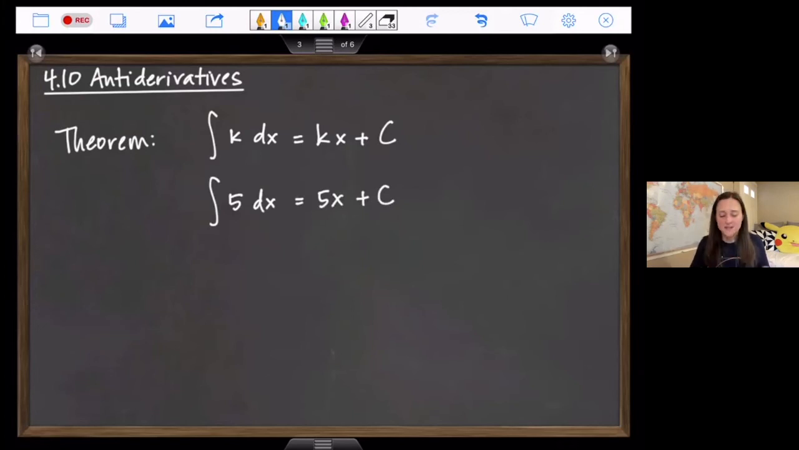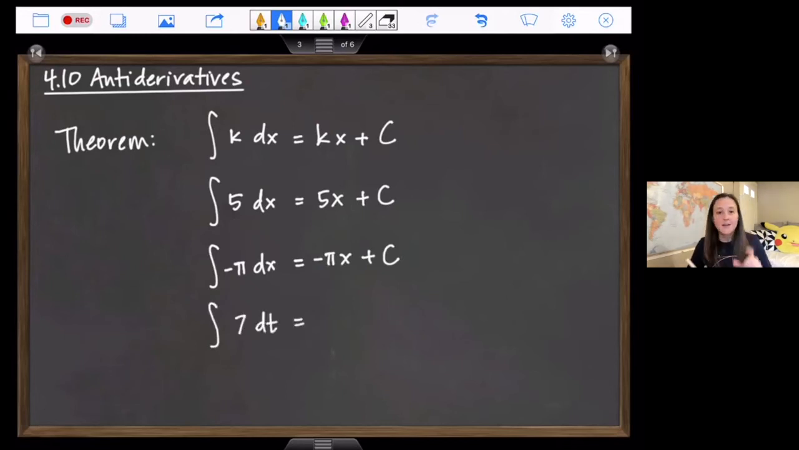And this could refer to any constant. So you could have negative pi dx, and you would just slap an x on that constant. So we'd have negative pi x plus c. These constant antiderivatives are the ones where you want to pay attention to that variable of integration. So you could have an integral that was 7 dt. That dt tells you that the variable is not x in this case, it's t. So instead of putting an x on the 7, I'm going to put a t on the 7. And again, I could put any variable that I want in there. We could have the antiderivative of 100 dp.